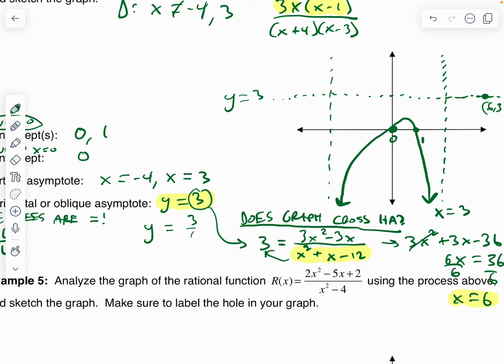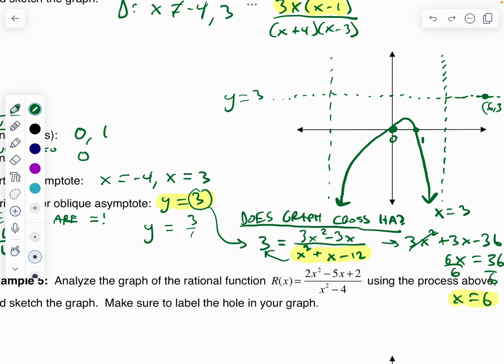Now, as far as what happens on the other parts of the graph, I need something, let me change colors here. I need something either up here or down here. And I also need something up here or down here. Those are the last two pieces. They got to go in one of those spots.